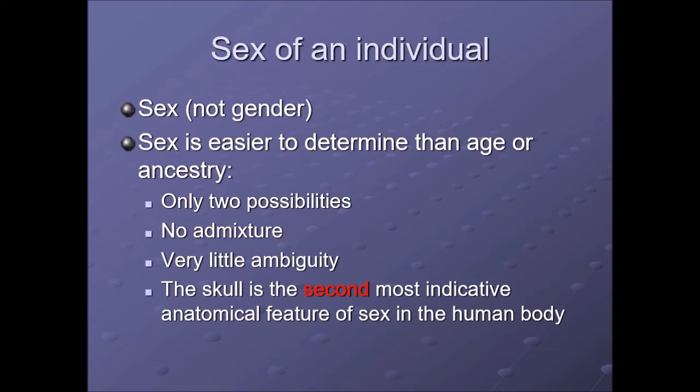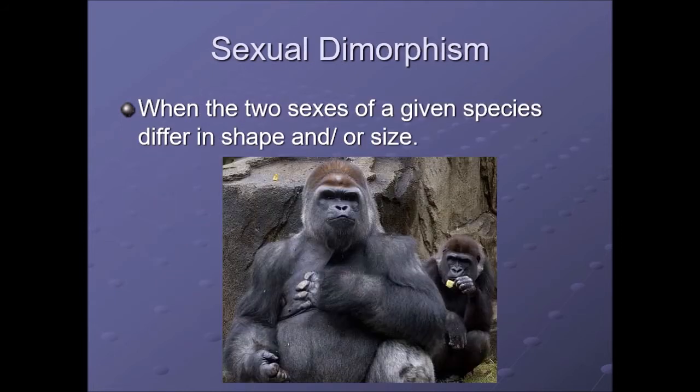So the skull is the second most indicative anatomical feature of sex in the human body. The pelvis is by far the best. All of these ideas are based on something called sexual dimorphism. Di means two, morph means shape. So sexual two-shapeism. The understanding that if there are two sexes of a given species, they will differ in shape and/or size. The most dramatic, and the reason that I have an image of gorillas here, are gorillas. Gorilla males are nearly twice the size of the average gorilla female.